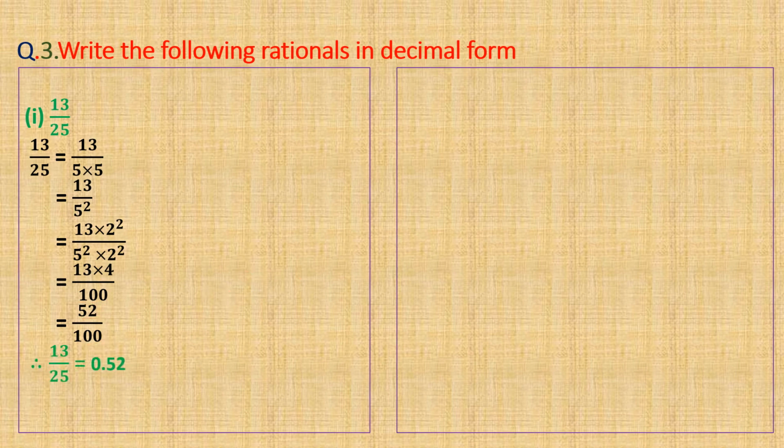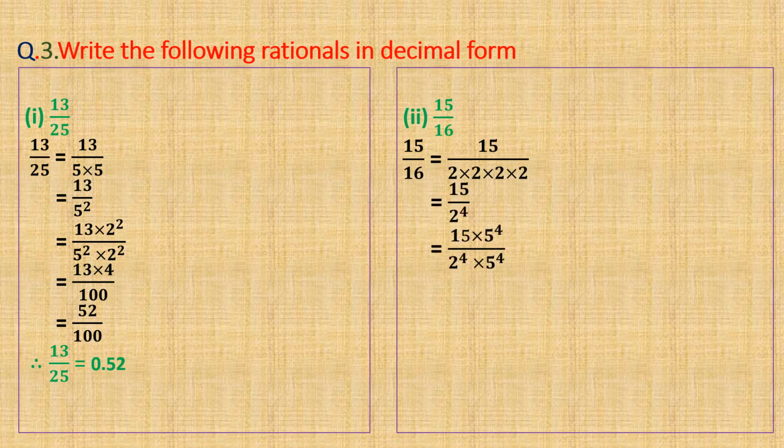Understood? So do the same process for the next problems, 15 by 16. So simple, do the prime factorization for 16, you will get 2 power 4. As it is 2 power 4, you should include 5 power 4 also for this one. And as we are including it in the denominator, you should include it in the numerator. Clear, children? So your steps will be like this. I'll include 5 power 4 in the numerator as well as in the denominator. So you'll get like this.